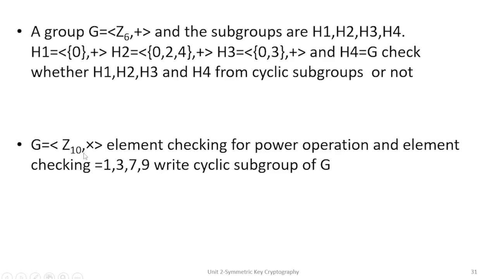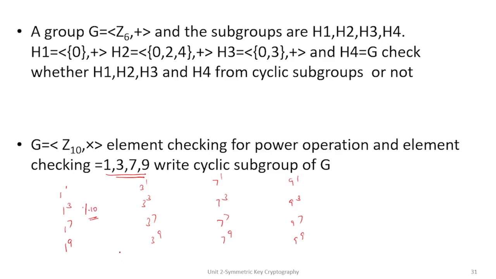But if you take the second problem, in the second problem we only check the power values for these 4 elements 1, 3, 7, 9. For these 4 elements only you do the power operation. Which means what? 1 power 1, 1 power 3, 1 power 7, 1 power 9. Like that 3 power 1, 3 power 3, 3 power 7, 3 power 9. 7 power 1, 7 cube, 7 power 7, 7 power 9. 9 power 1, 9 cube, 9 power 7, 9 power 9. Because only 4 elements are given, you just do the answer with the mod operation of 10, just to check the subgroup values.